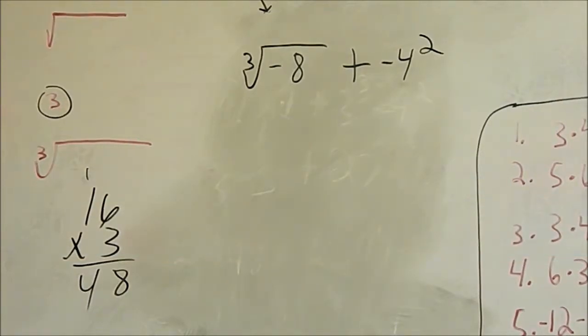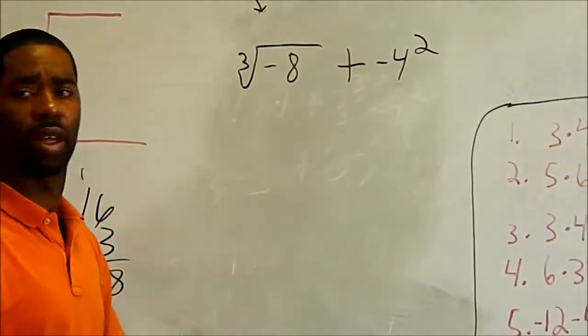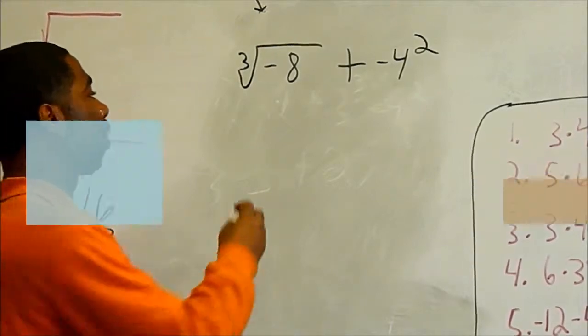But I can start out with a negative and get a positive, because if I have negative 3 times negative 3, that's positive 9. So I can start off with the negative and get a positive. I just can't end up with the negative and start off with a positive. Does that make sense? Okay. So what is the cube root of negative 8? Negative 2. Perfect.